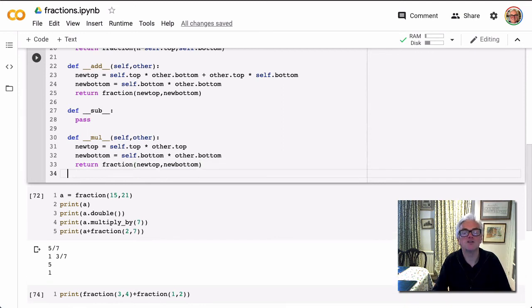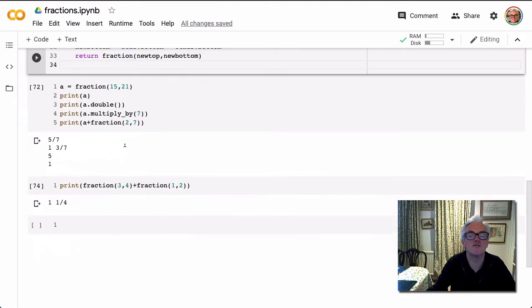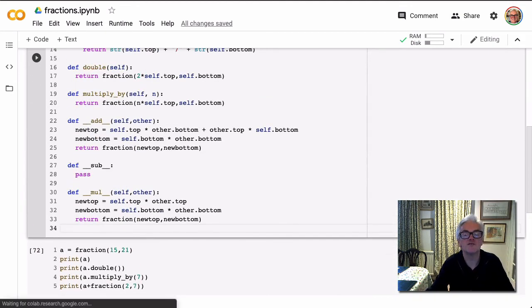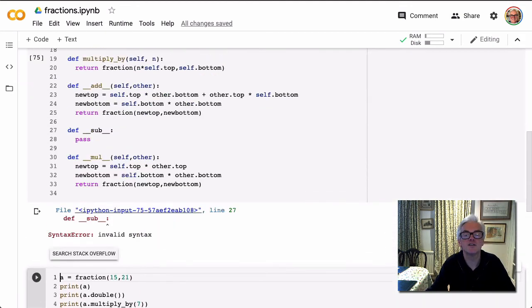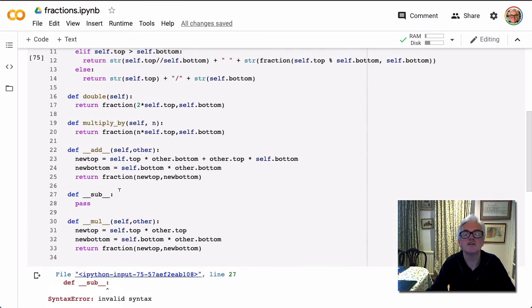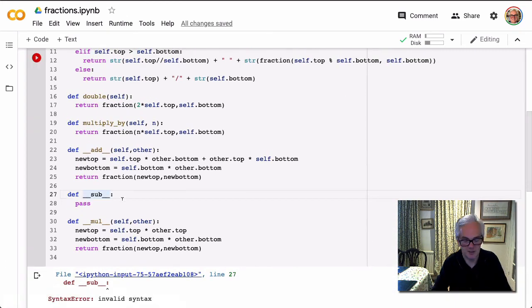So multiplication should now work. I've gone straight to the overloaded version of the operator. Shift return to redefine the class. Didn't like that. Define sub. Oh yeah, I needed to pass it a couple of parameters, didn't I? Self and other.